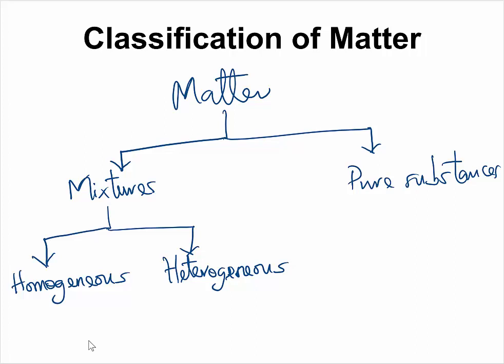Also, there are two types of pure substances. Some pure substances exist in nature as elements, that is, in their elemental form, while some pure substances exist in nature as compounds. Let us take a look at each of these classifications of matter.